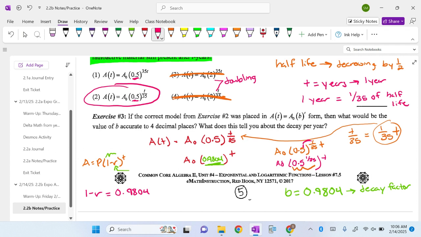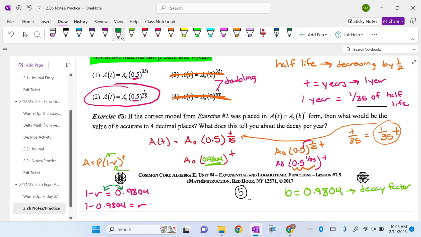Couldn't we say that 1 minus 0.9804 is equal to R? Would that work? Yeah, because essentially R plus 0.9804 is equal to 1. So all we had to do was switch these two to get our R value.